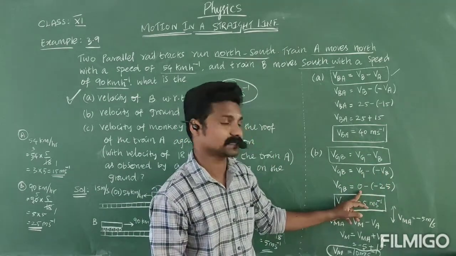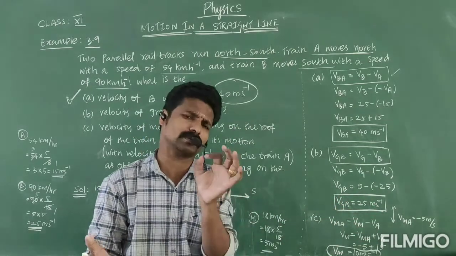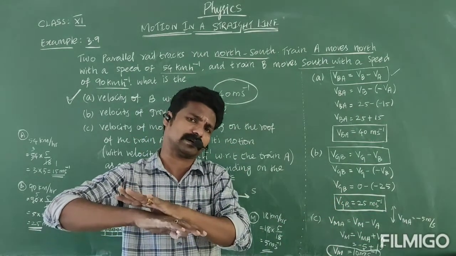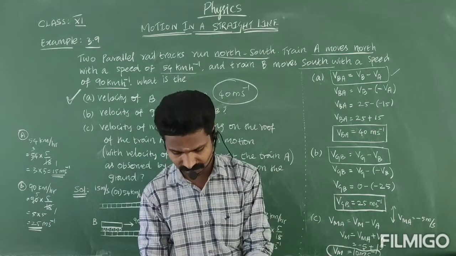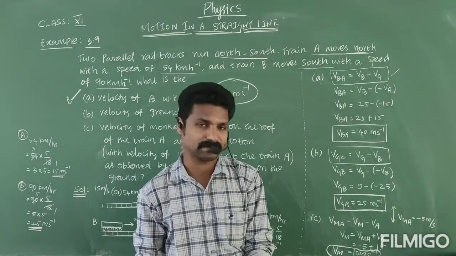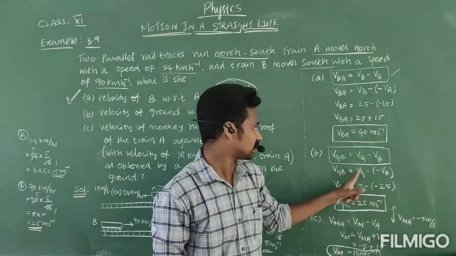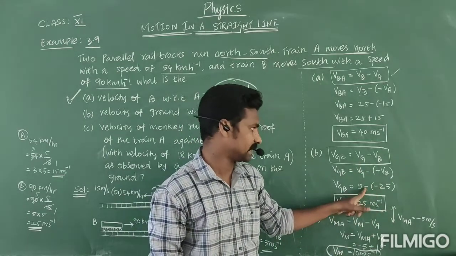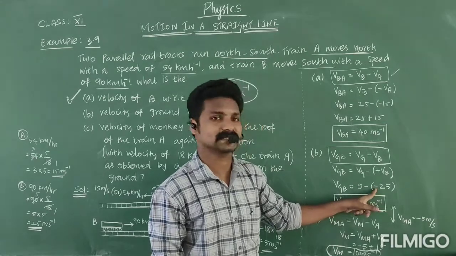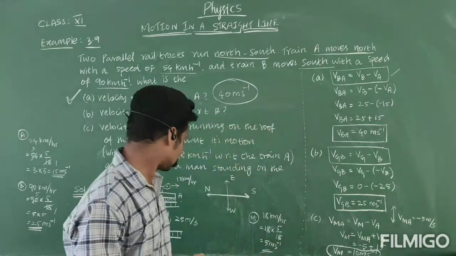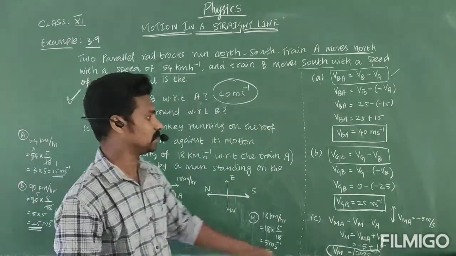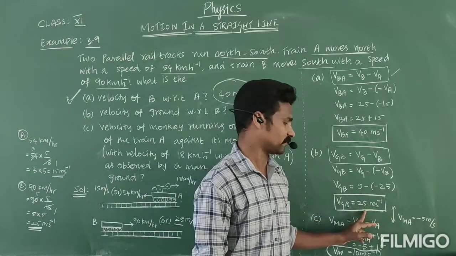So Vg, that is ground velocity. Actually, ground velocity, we are not comparing with anyone. The velocity of the ground is what? I mean, we are not comparing, means at rest position. Now we are also at rest position. So velocity of ground is 0. Then minus, then one more minus, then velocity of B. Velocity of B, you know, that is 25. So minus of minus 25 is plus 25.